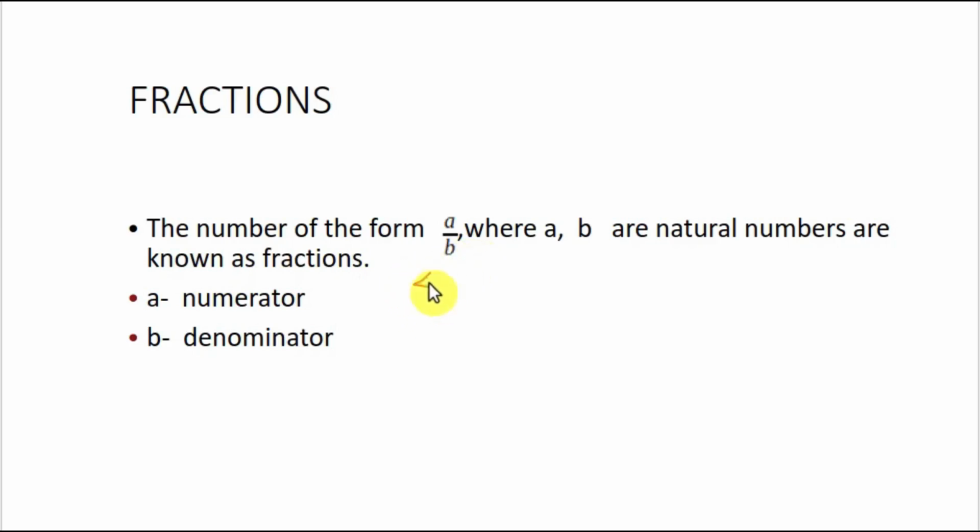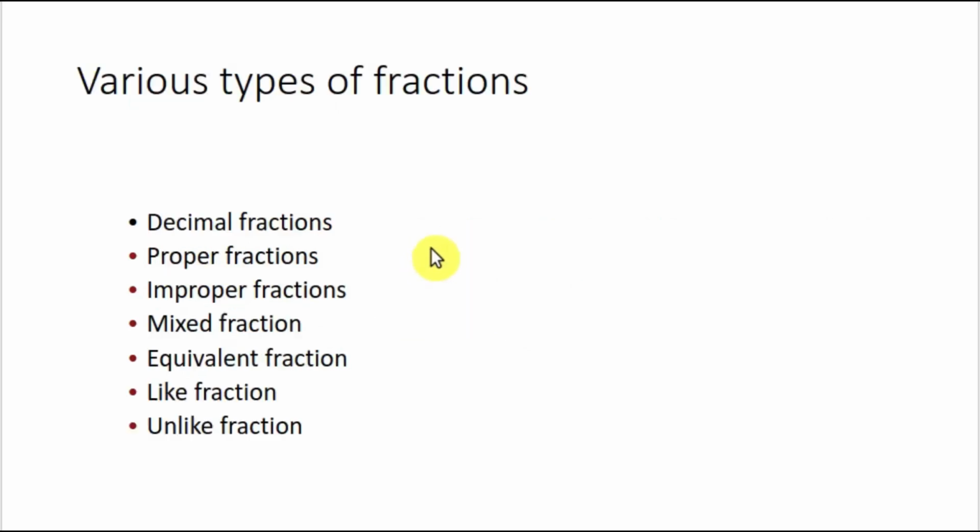For example, 4 by 5. 4 by 5: 4 is the numerator and 5 is the denominator. 11 by 25: 11 is the numerator and 25 is the denominator. 4 by 5, 11 by 25. These are all fractions. They are in the form a by b.